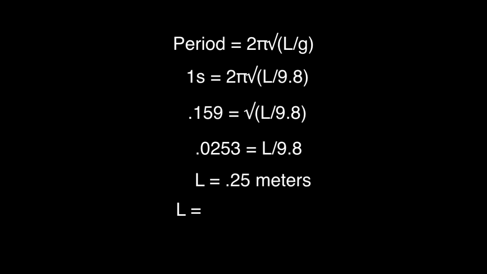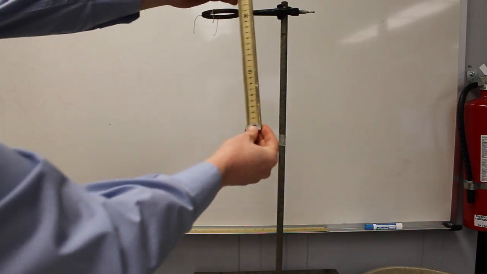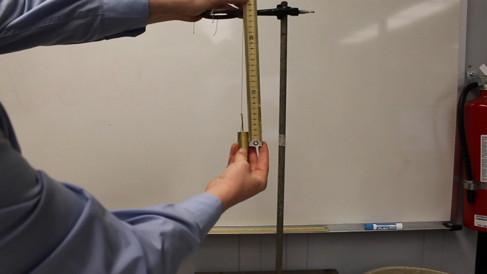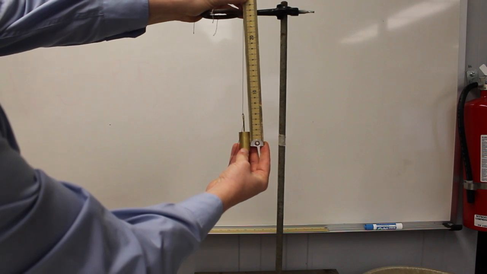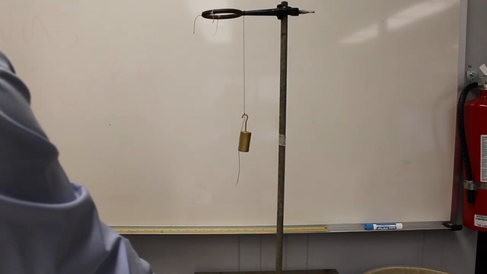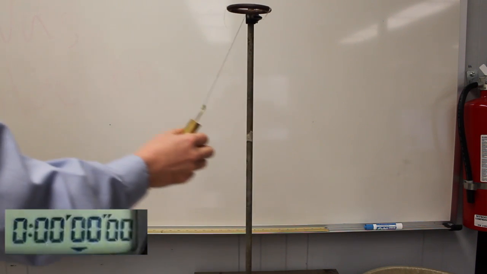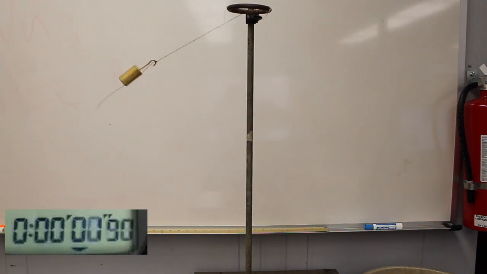Another way of saying that is the length of the pendulum would be 25 centimeters. So if we have a pendulum that's 25 centimeters long and we allow it to swing, the period will be 1 second. So I have a stopwatch. I'll pull the pendulum back, let it go, and you can see the period is 1 second for each swing.